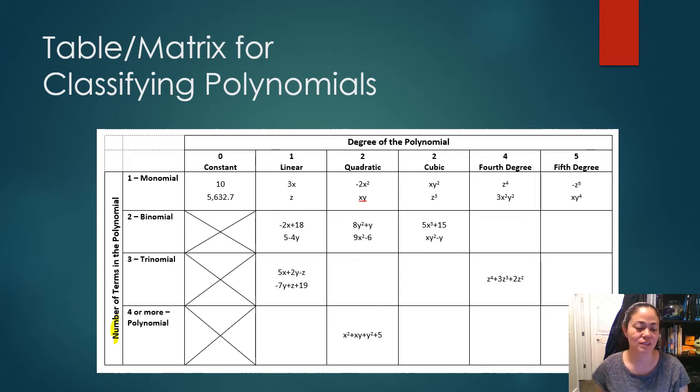The first characteristic is the number of terms in the polynomial. Seventh graders and algebra students alike learned about the word terms. If a polynomial, or an expression, has just one term, we call it a monomial, like 3x or just 10 or negative 2x squared, that's one term. If it has two terms, we call it a binomial. Here's an example, negative 2x plus 18.